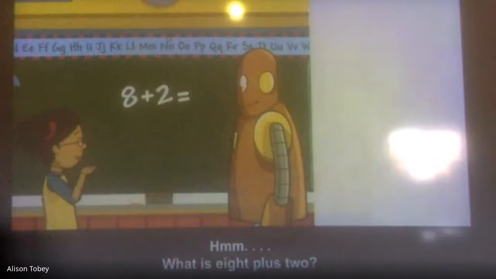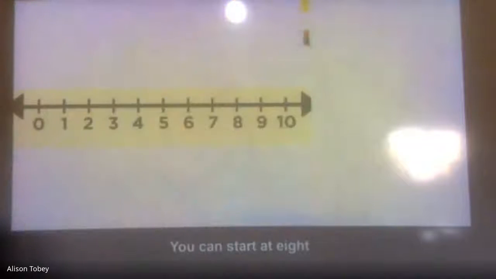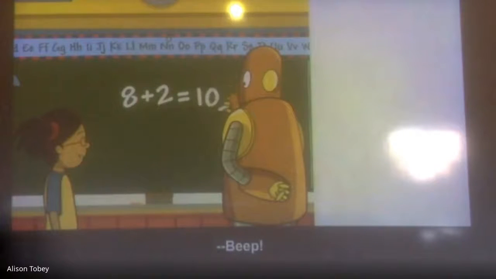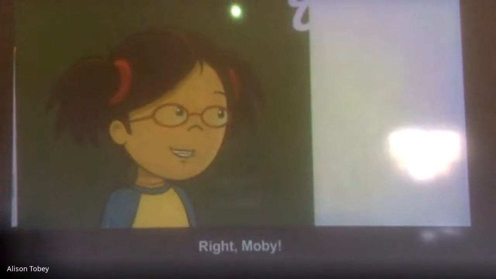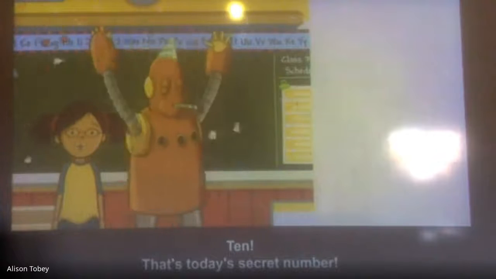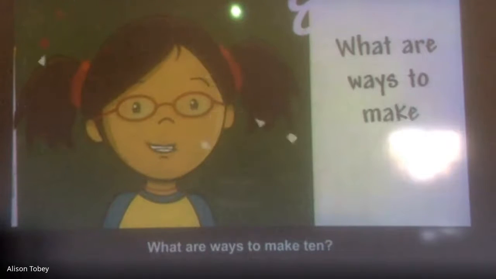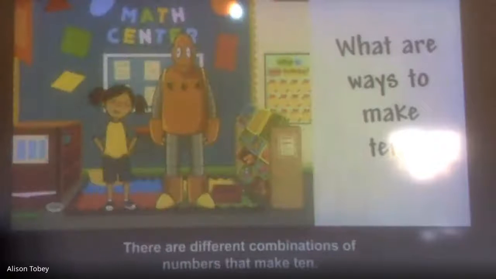What is 8 plus 2? You can start at 8 and count on 2. Right, Moby, the sum is 10. 10, that's today's secret number. What are ways to make 10? There are different combinations of numbers that make 10.